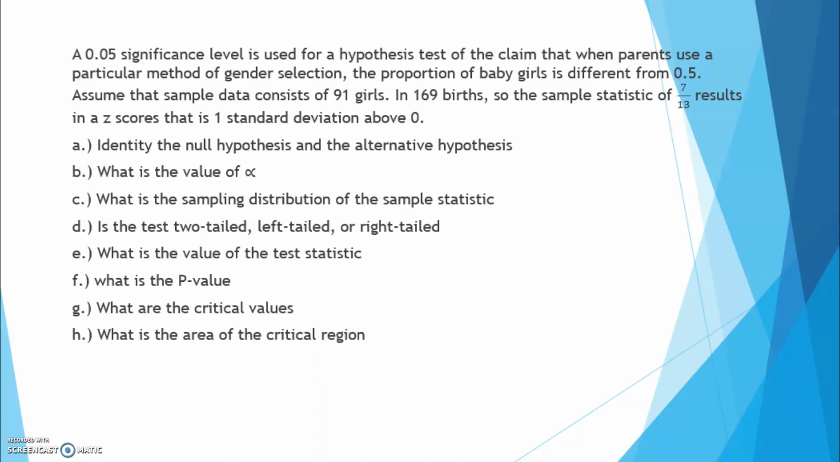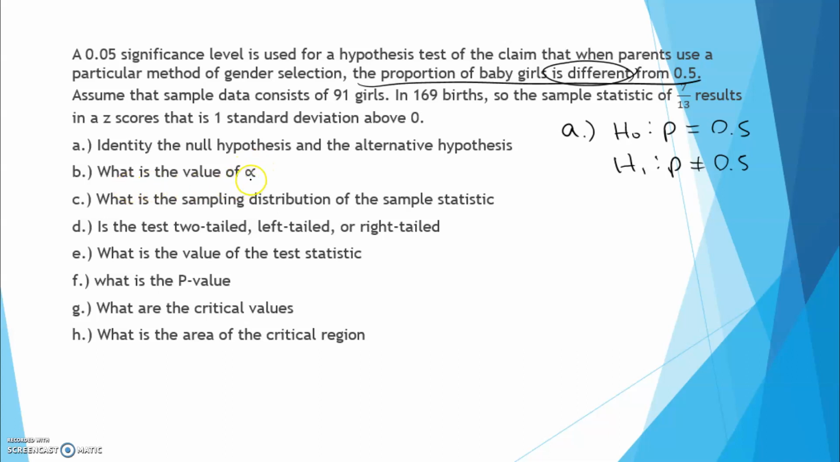Okay, so part A says identify the null and the alternative hypothesis. It says the proportion of baby girls is different from 0.5. So different is the same thing as not equal to. So part A, H sub 0 would be p is something, and H sub 1 would be p is something. Since different is the same thing as not equal to, H sub 1 will get the not equal to 0.5, and H sub 0 will get equal to 0.5.